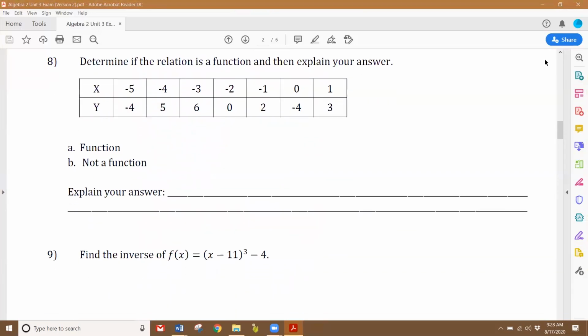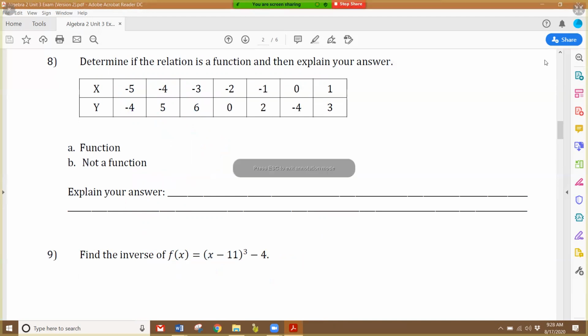Moving down to question number 8, determine if the relation is a function and then explain your answer. So to determine whether this is a function or not, we have to, first of all, look at our x values. When we look at our x values, we need to decide if there are any x's that repeat. Are there any x values on this list more than once? No, nothing repeats, so it's automatically a function.